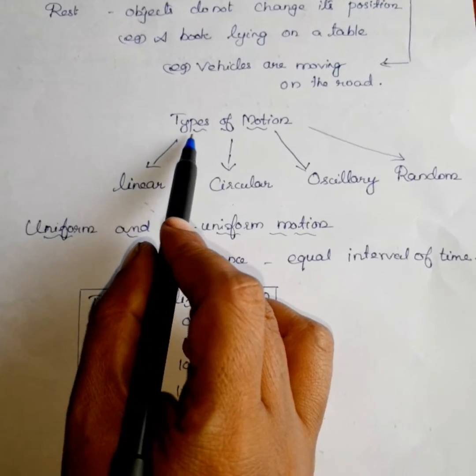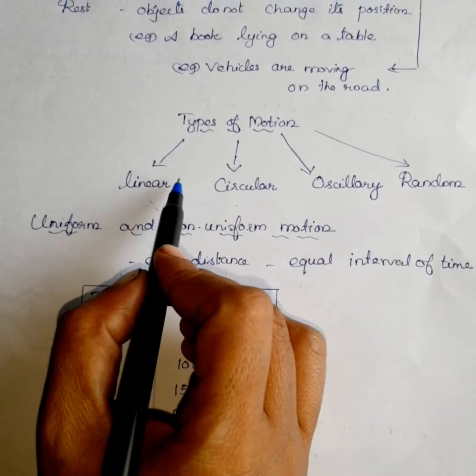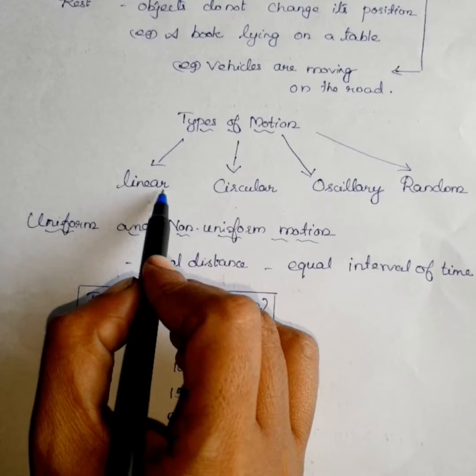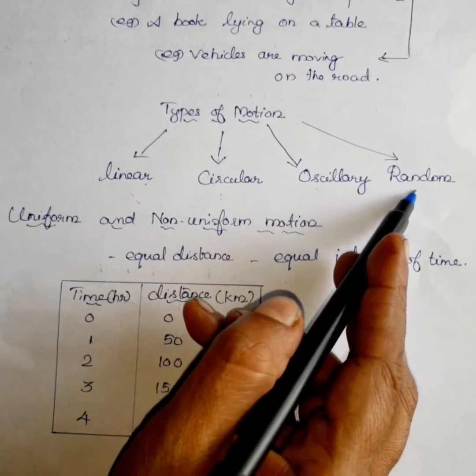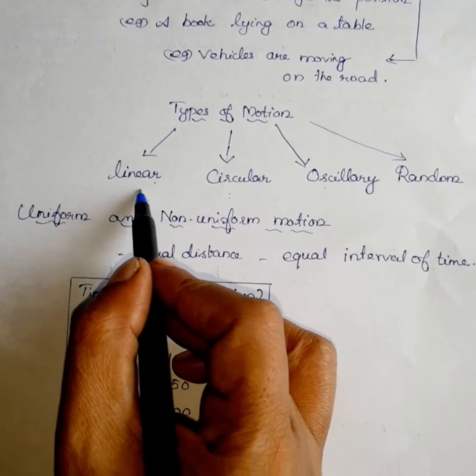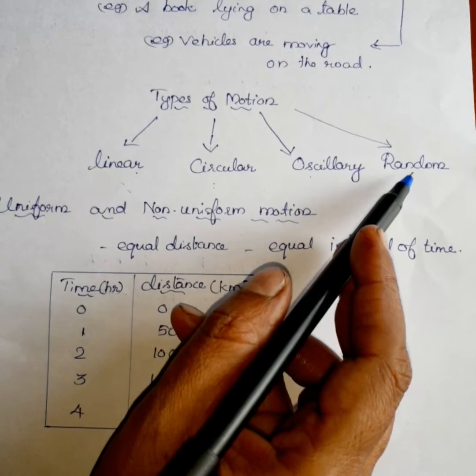Next, we are going to study the types of motion. Motions are classified into the following types: linear motion, circular motion, oscillatory motion and random motion.